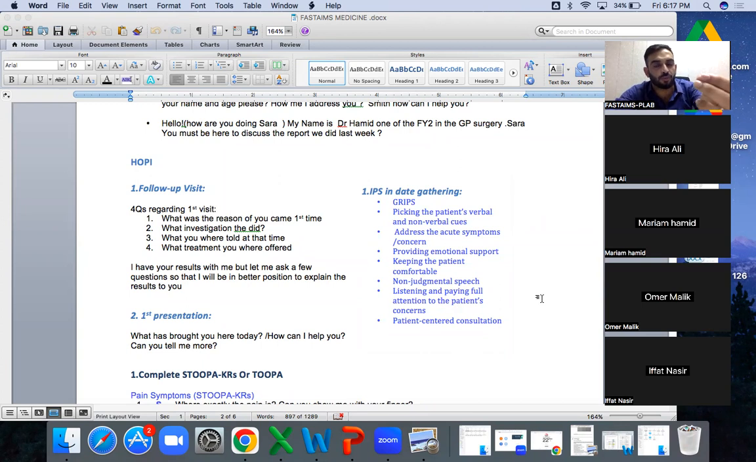So before that, I will tell you a few points regarding your IPS skills, because IPS has to go along throughout the whole of your station. So better we talk about the IPS skills here. First of all, it is like the same grips is your IPS, which we have talked about already. Picking up the patient's verbal and non-verbal clues. The patient is sitting in a particular way, it is verbal or non-verbal.